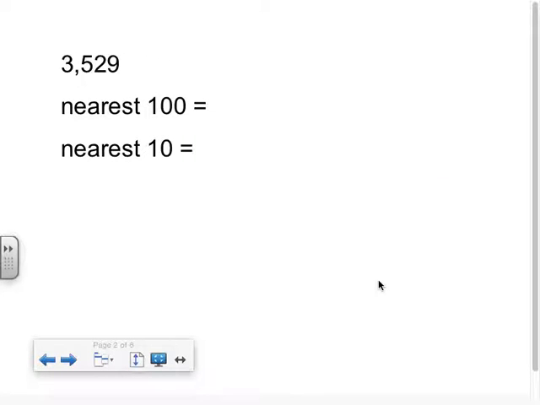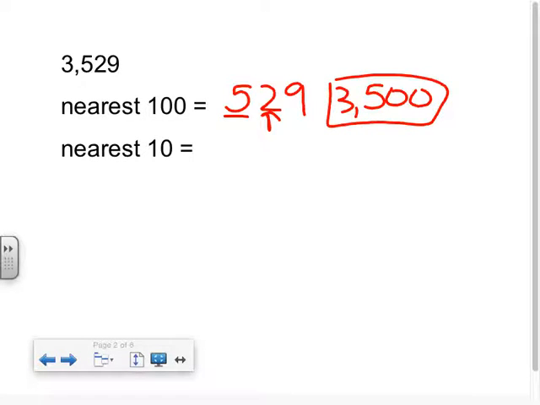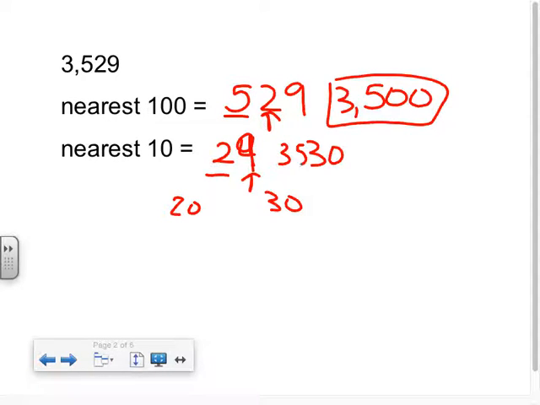You could be asked to round to the greatest place value in a number, or you could be asked to round within that number. So if I'm rounding 3,529 to the nearest hundreds, the only part of the number I'm actually rounding is 529. 529 is going to round down to 500, so the answer I'm left with is 3,500. If I'm rounding to the nearest tens, the part of the number I'm really rounding is 29. So if I'm rounding 29, that's between 20 and 30. It's closer to 30, so it rounds up. So my number becomes 3,530.